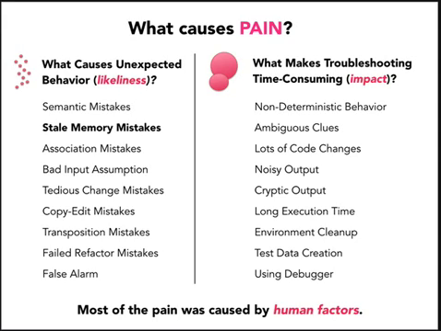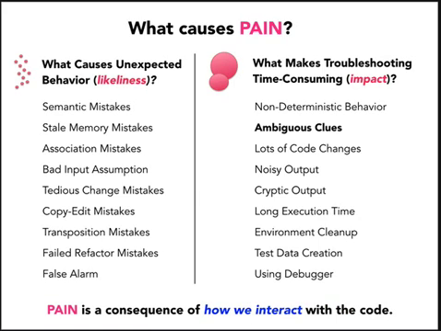So for example, stale memory mistakes. This is when I have an idea in my head about how the code is supposed to work, but it doesn't work that way anymore because somebody changed it. Or ambiguous clues. This is when you're running an experiment and there's multiple possibilities for how a behavior can occur, and you make a bad assumption and down the troubleshooting rabbit hole you go. So neither of these are problems with the code itself. Pain is really a consequence of how we interact with the code.